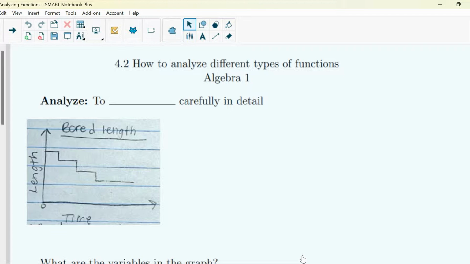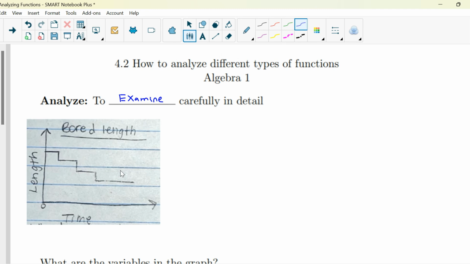Functions. I'm going to keep this video super short because I think a lot of what we're covering here is best covered together in class. But let's start with the definition of analyze. To analyze is to examine carefully in detail. This is how you assess what you're looking at in any kind of graph or function.